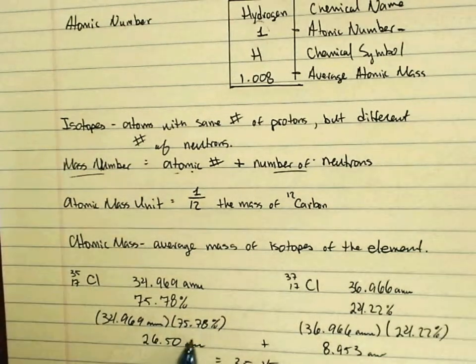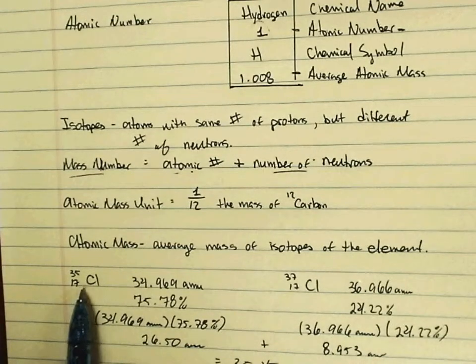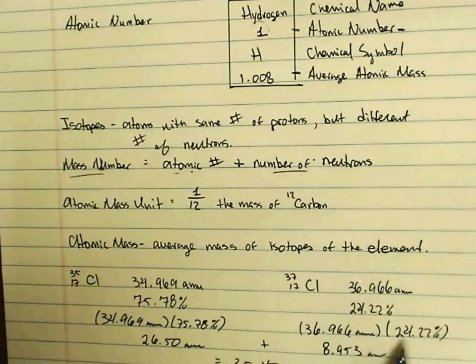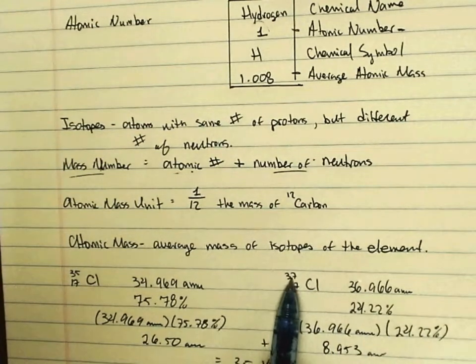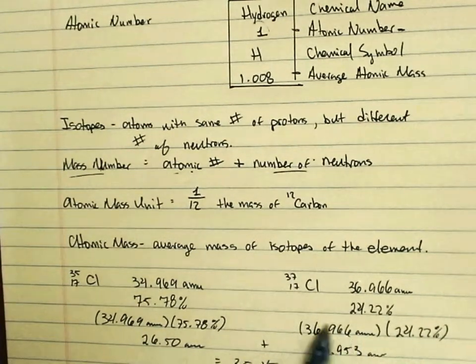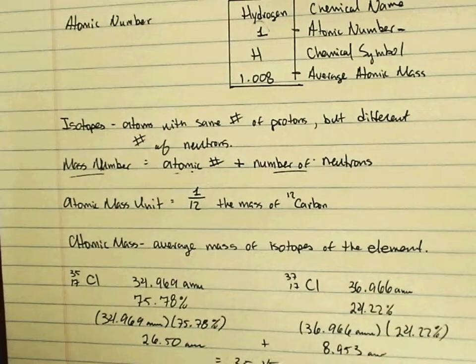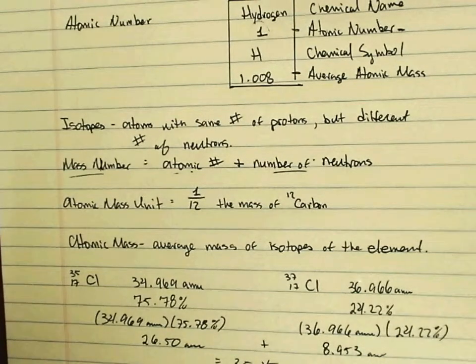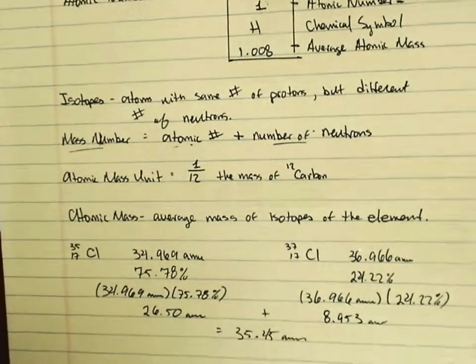So the mass of chlorine would be 35.45 atomic mass units, because chlorine 35 is 75.78%, so about 76% is chlorine 35. So 76% of the mass would be chlorine 35, and then the other 24% would be chlorine 37, and when you take this percent average, you would get the 35.45.